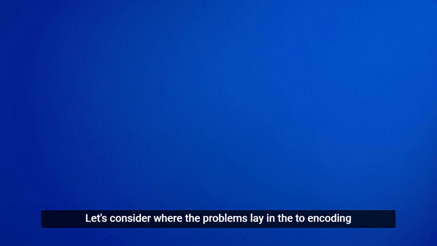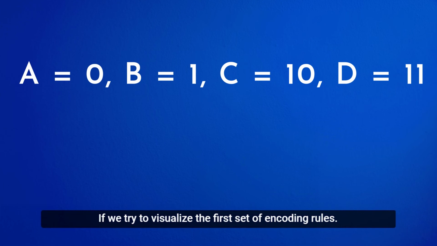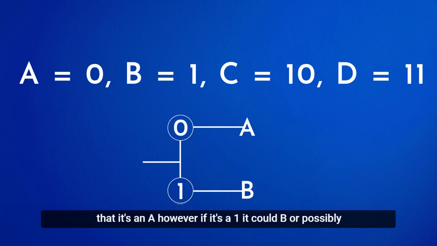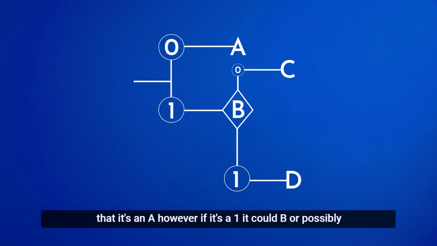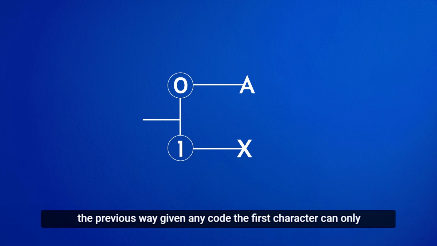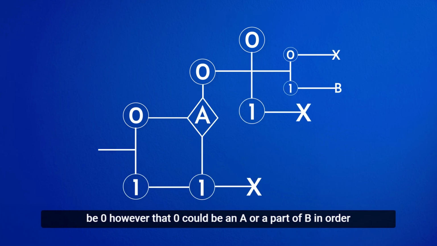Let's consider where the problems lie in the 2 encoding rules used as examples. If we try to visualize the first set of encoding rules, if the first character in the given code is 0, we determine that it's an A. However, if it's a 1, it could be a B, or possibly part of a C or D. Let's try visualizing the second set of encoding rules in the same way. Given any code, the first character can only be 0. However, that 0 could be A, or a part of B.